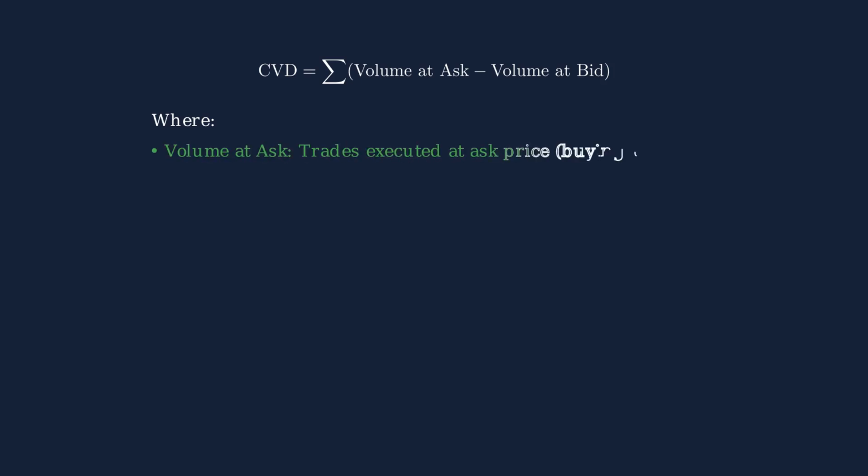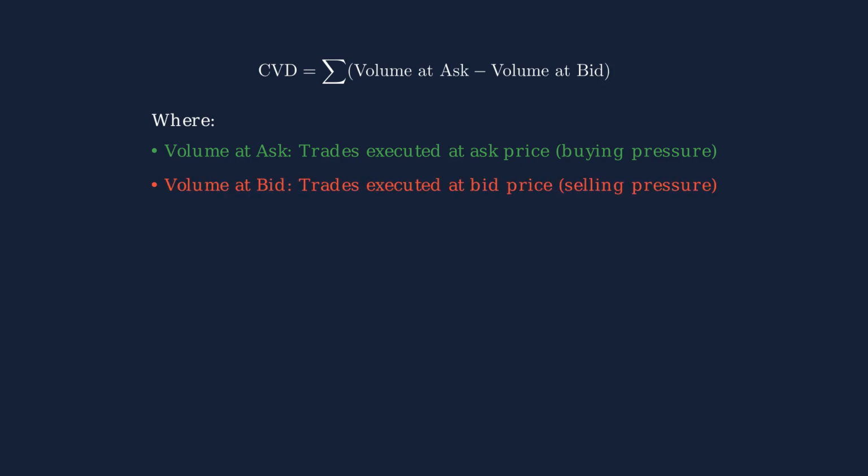The calculation of cumulative volume delta is straightforward. Let's break down the formula. CVD is calculated as the sum of volume at ask minus volume at bid. Volume at ask represents trades executed at the ask price, indicating buying pressure, and is counted as positive. Volume at bid represents trades executed at the bid price, indicating selling pressure, and is counted as negative.